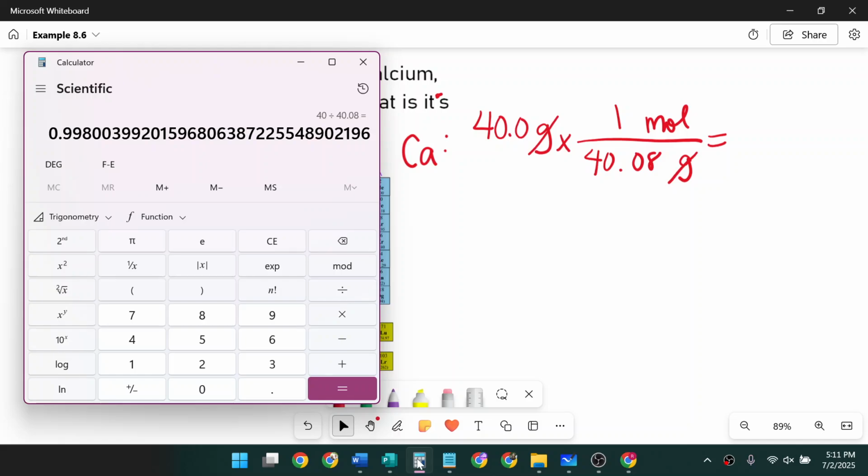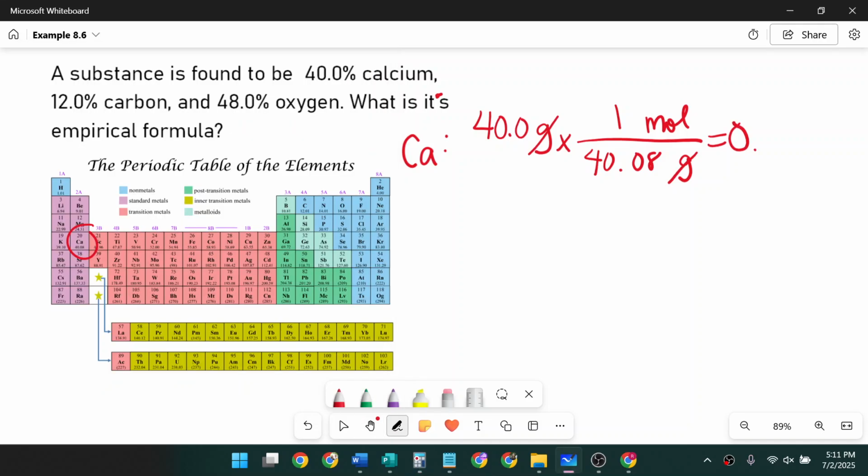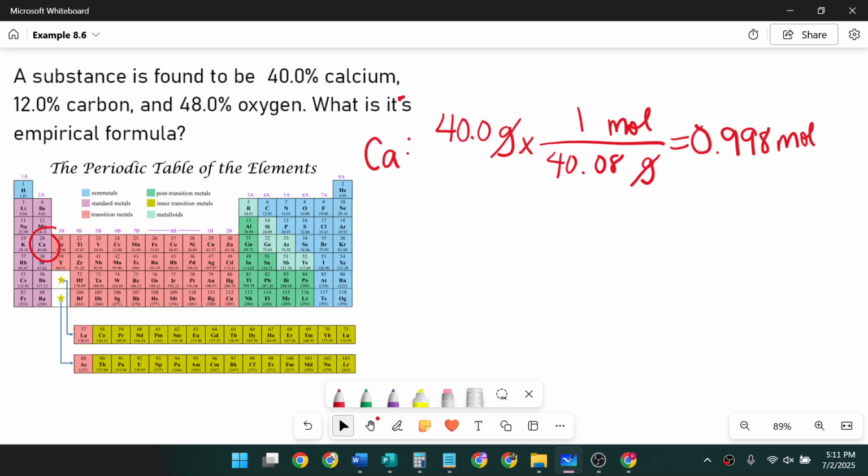So we have 0.998 because we have 3 significant digits that we can keep. So 0.998 moles of calcium.